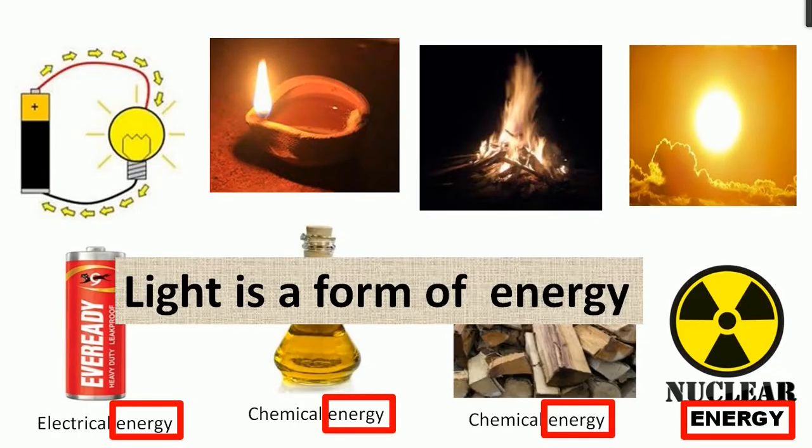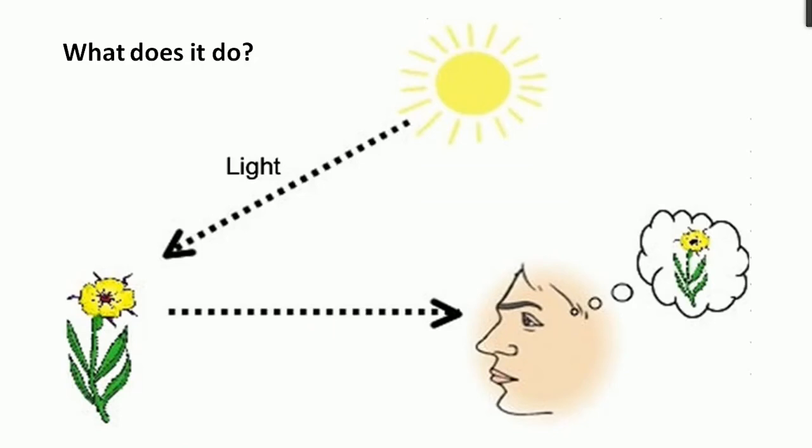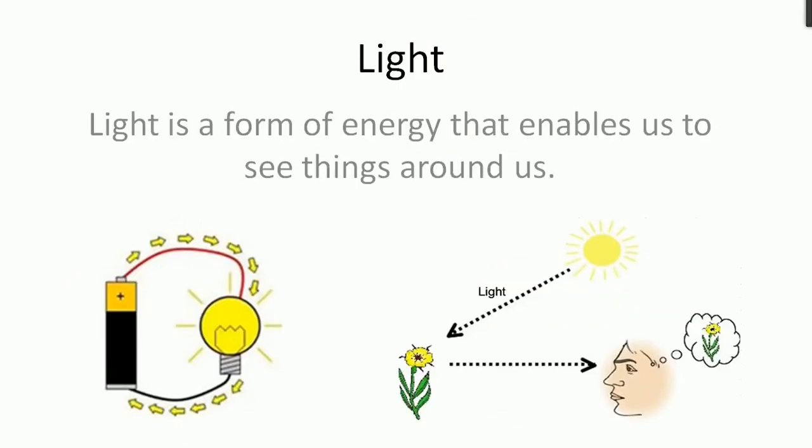Now let us see what light does. Light helps us to see the world around us. Now we can define light. Light is a form of energy that enables us to see the things around us.